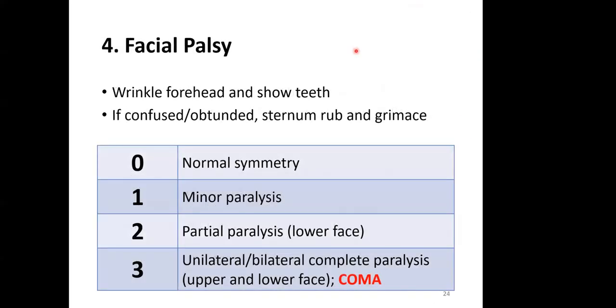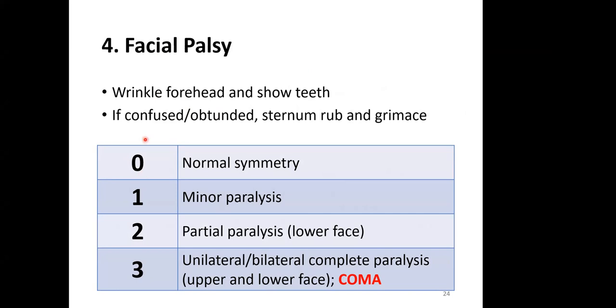Okay, so facial palsy. Facial palsy, very simple. Ask the patient to wrinkle the forehead and show the teeth, right? So if the patient is confused, then you give pain stimuli and look for the symmetry of the grimace.